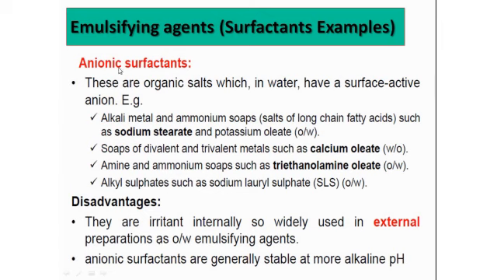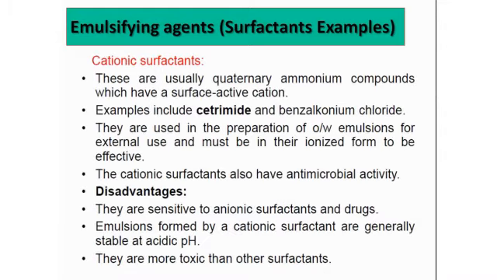But there are some disadvantages of anionic surfactants. Number one, they are irritant internally, so they are widely used in external preparations as oil in water emulsifying agents. And anionic surfactants are generally stable at more alkaline pH. So these are their disadvantages, right? The next one is the cationic surfactant. They are usually quaternary ammonium compounds which have surface active action. Examples are cetrimide and benzalkonium chloride, right?